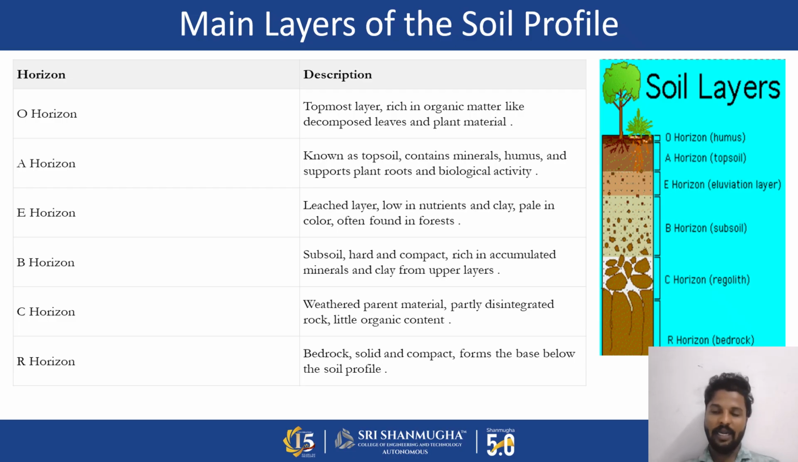So it is rich in accumulated materials like silicate clay, iron and aluminum oxides, and carbonates. Silicate clays give the blocky or prismatic structure to this B horizon soil, and iron and aluminum oxides make the soil redder or yellower in color. Then carbonates in this B horizon indicate a drier climate.